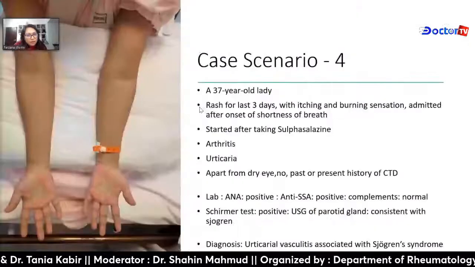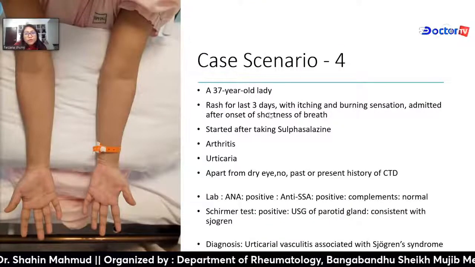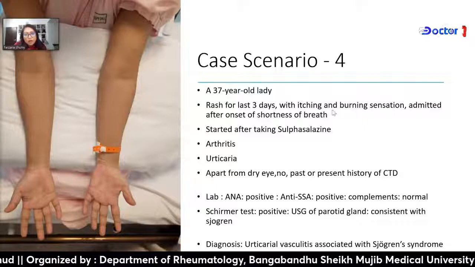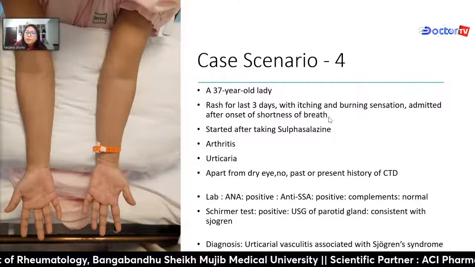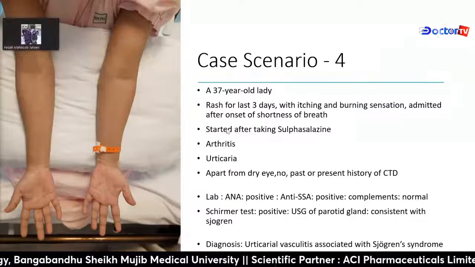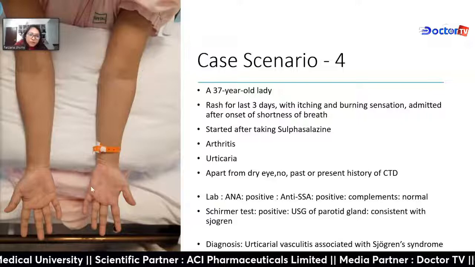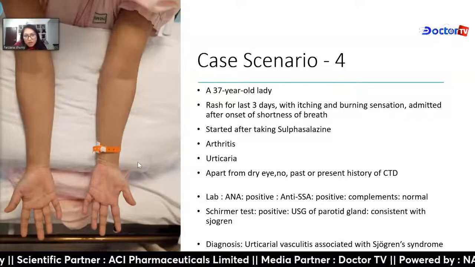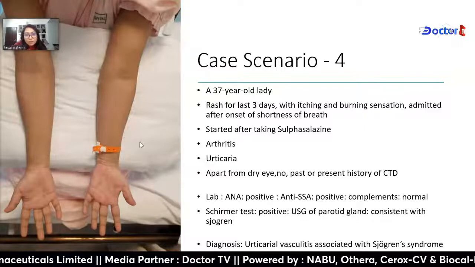She was 37 years old. She had a rash for the last 3 days with severe itching and burning sensation. When she got admitted, she had shortness of breath, and in the emergency department she received IV hydrocortisone, and she had severe urticaria involving the upper limbs. The picture is not very clear because I took the picture after she received hydrocortisone injection, because she had already received it in the emergency department.